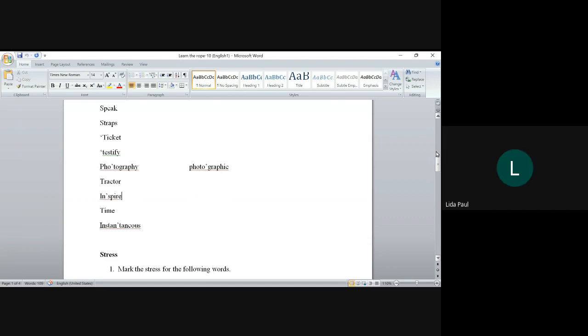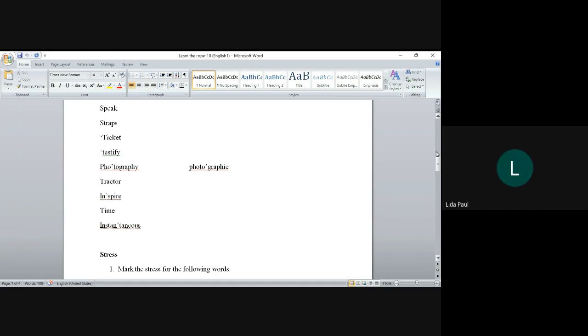Aspirated, yes, similar to ticket. Again, it has both the stress as well as the appearance in the first position of the stress syllable. So testify, again, aspirated. Photography, aspirated, right? That is going to be aspirated for the same reason as you saw in ticket and testify. How about the next one you see here? Photographic.